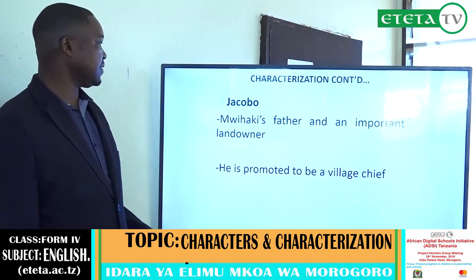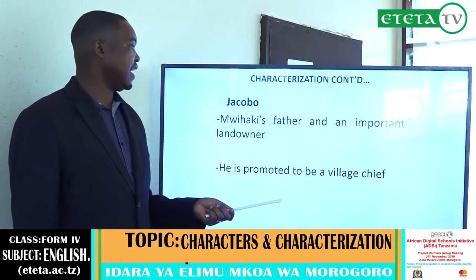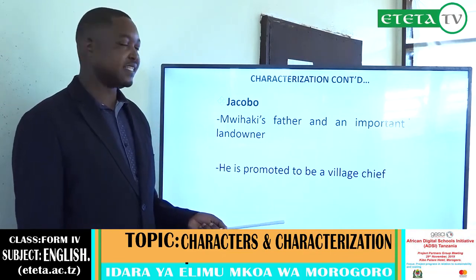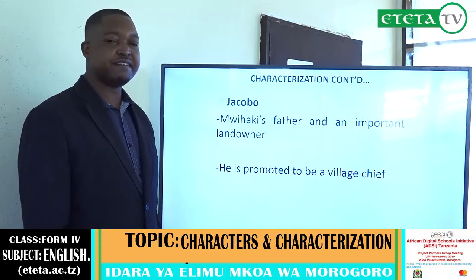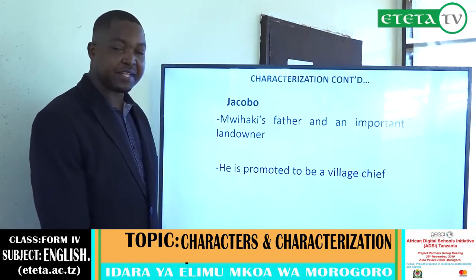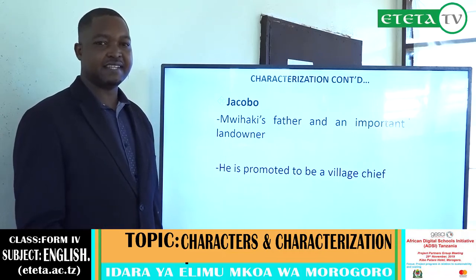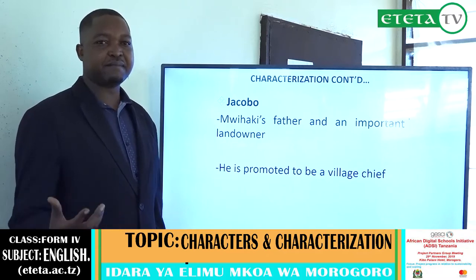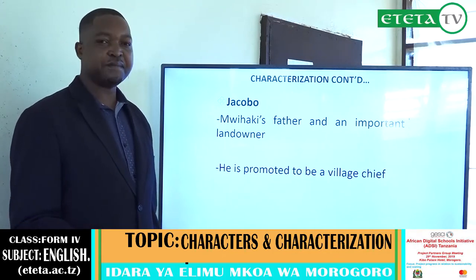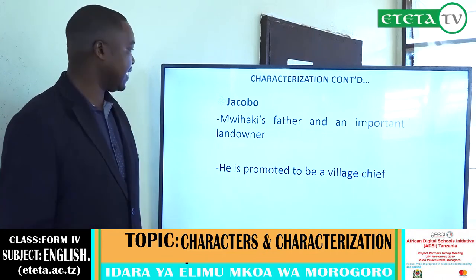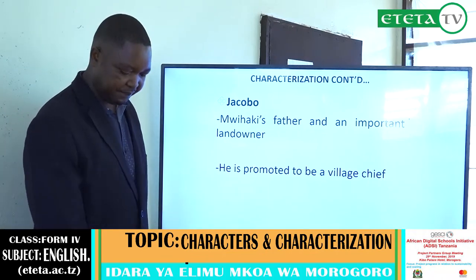Jacobo, this is Mwihaki's father, and an important land owner, a black settler. He is promoted to be a village chief. Because of the work that he was doing for the white people, they promoted him to be a chief of the village. By then, during colonial rule, a chief of the village was a very big man, and respected by the authorities. And therefore, he could use that power to suppress his fellow Africans, as Jacobo did.